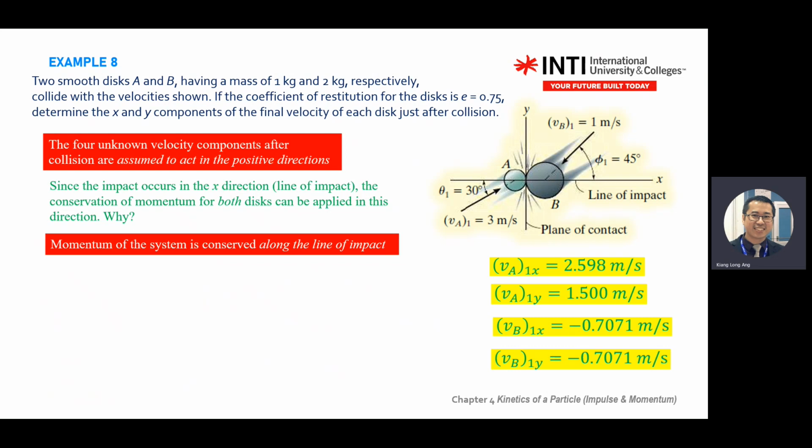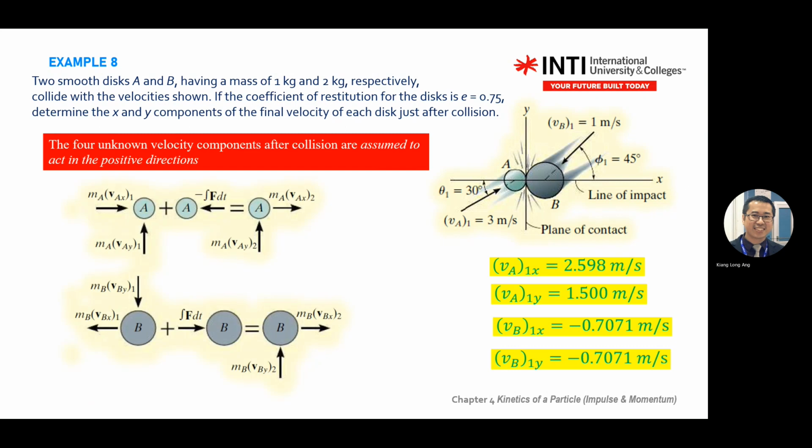For unknown, momentum conserve along the line of impact. So you split the A and B into this diagram. A, you use again, when you split and then you focus on individual body, you use principle of impact, impulse and momentum. So you draw momentum plus impulse equal to momentum after. You draw this diagram. Before, momentum plus impulse equal to momentum after. Same with the A and B.